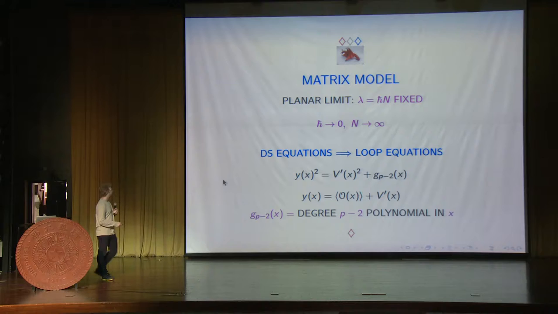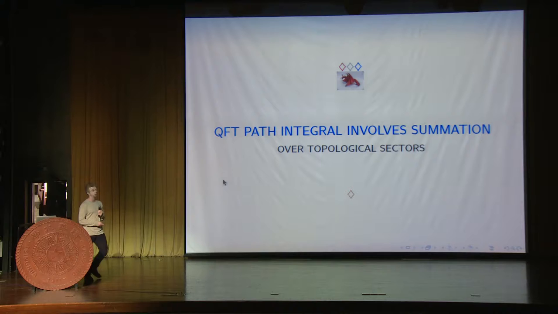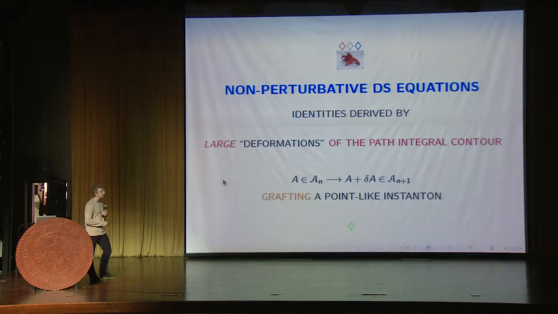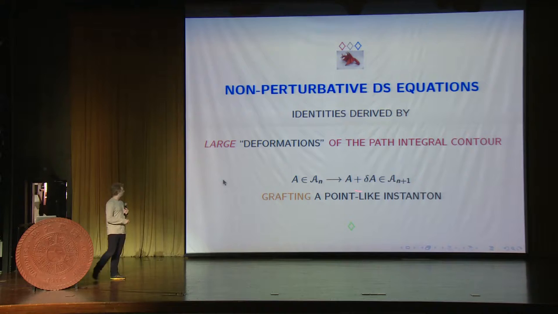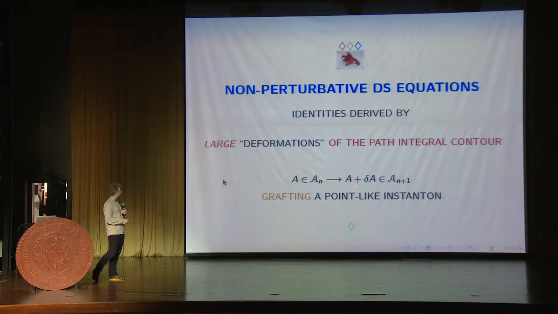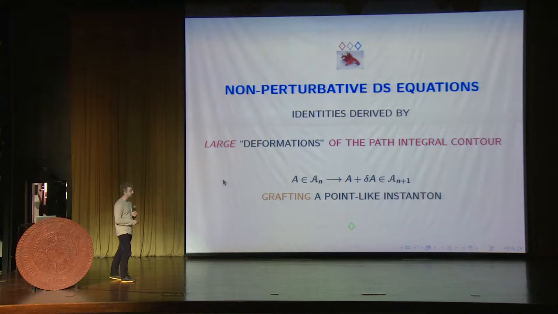So in more realistic quantum field theories, in addition to the integration, we also have summation over various topological sectors, over instanton sectors, for example, in gauge theory. And so I would like to study the generalization of the Dyson-Schwinger equations, which would follow from large deformations of the path integral contour, where you would shift the contour of integration of gauge fields with instantons in the instanton sector n by a small, almost everywhere small deformation, which will nevertheless take you into the sector of a different topology. So you would like to graft into your given gauge field configuration an almost point-like, small size instanton. And so you will land in a different instanton sector. And hopefully, by comparing the path integrals on these two sectors, you can derive new identities between correlation functions.